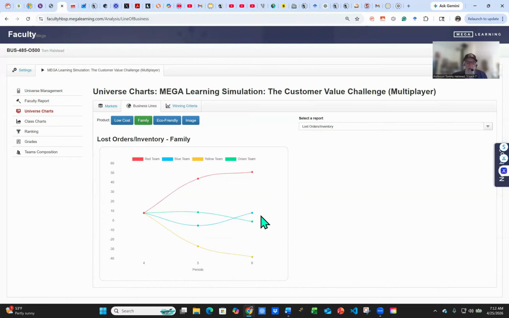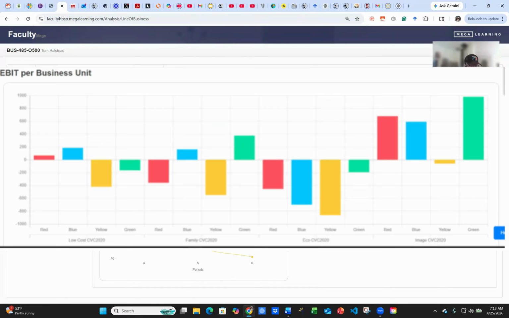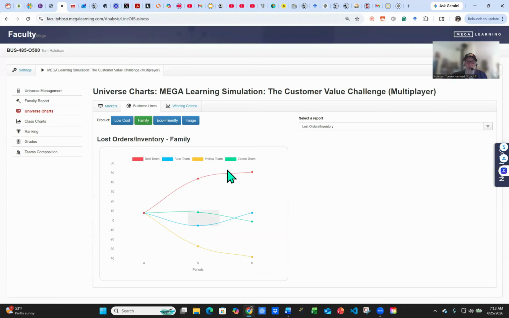The worst is lost orders, but inventory is also bad. So how would that reflect in EBIT? Let's look at the bar chart. Yes, red. All right, red and yellow. We have different problems here. Red is building a lot of inventory, but they're going in the right direction. They've flattened out. Yellow continues to have lost orders, which means in family, a very expensive line, they're not producing.